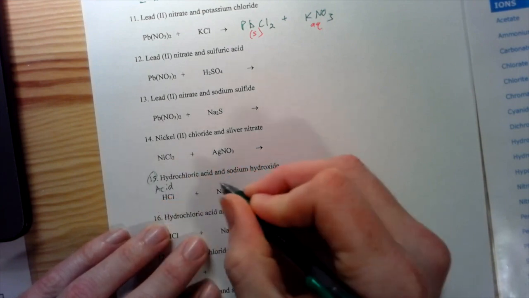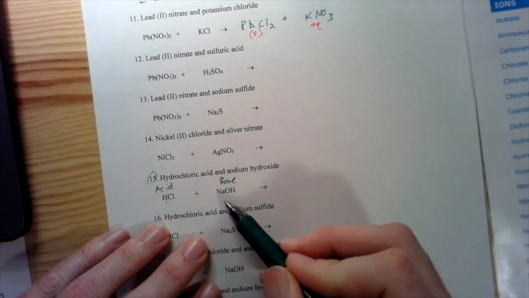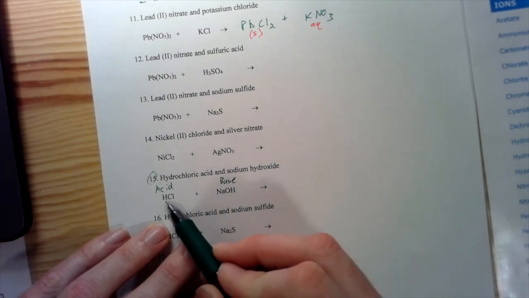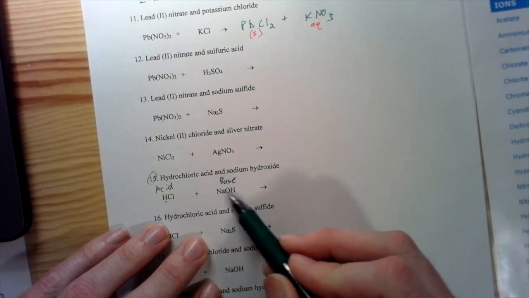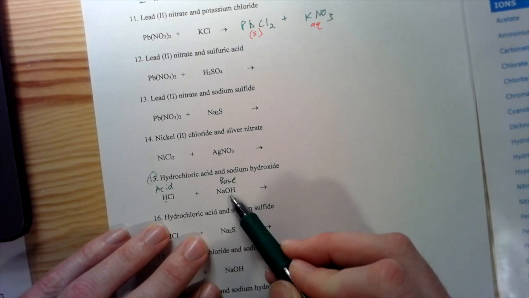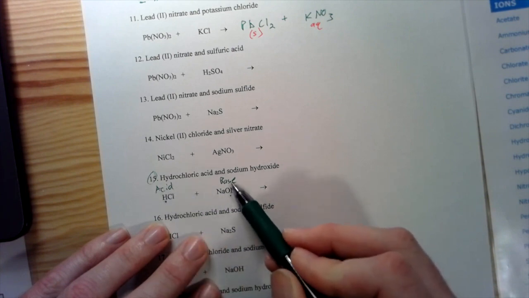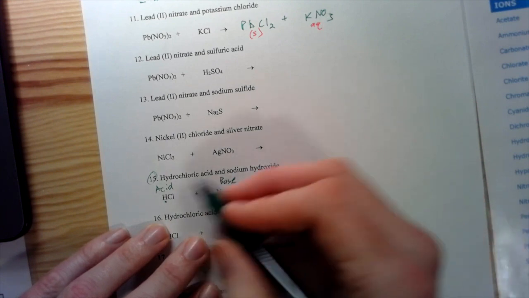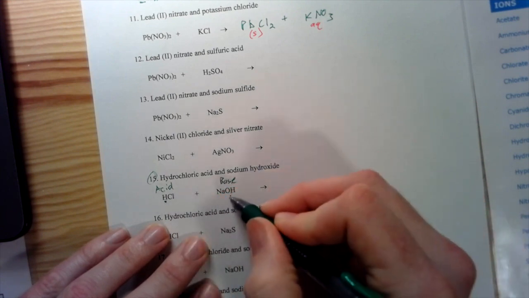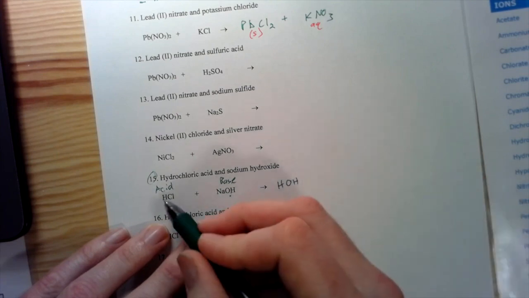And let me see if I can get one a little more exciting. Let's get number 15, because this one's a good one. This is actually an acid, and this is a base. We'll see this in our acid-base unit. But acid-base reactions work the same way, where we have a hydrogen and we have a hydroxide right here. The presence of a hydrogen makes it an acid. The presence of a hydroxide makes it a base.